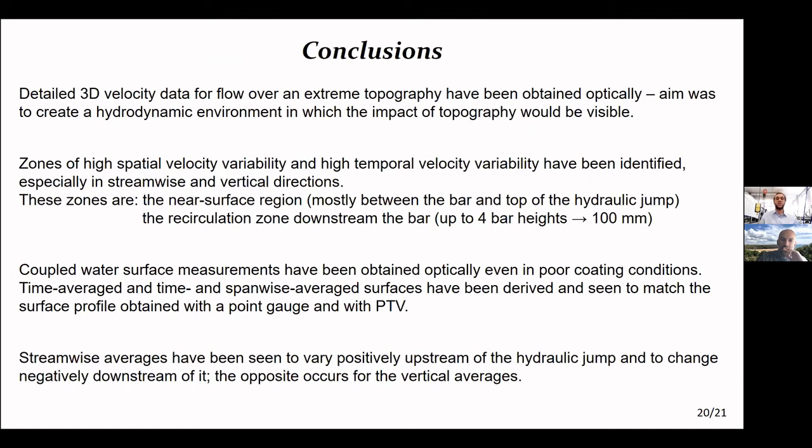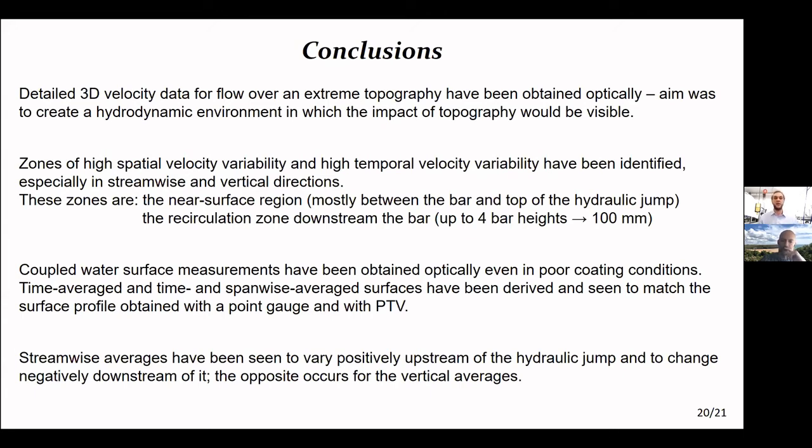In conclusion, it was possible to obtain detailed 3D velocity measurements over an extreme topography with bars by means of PTV. It was possible to clearly identify a zone of high temporal and spatial variability. The most critical sections were the near surface region, mostly between the bar and the top of the hydraulic jump, and the recirculation zone that extended up to 4 times the bar height.